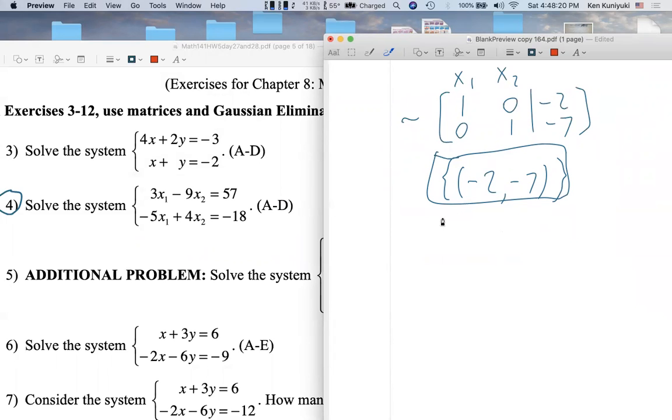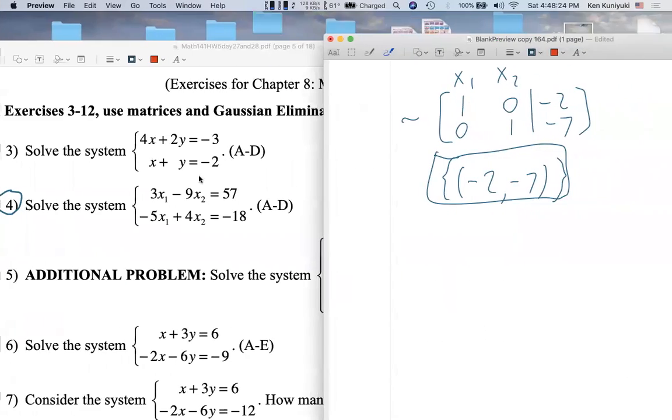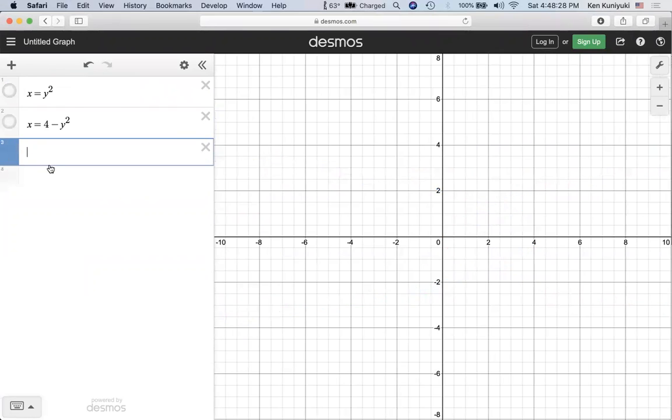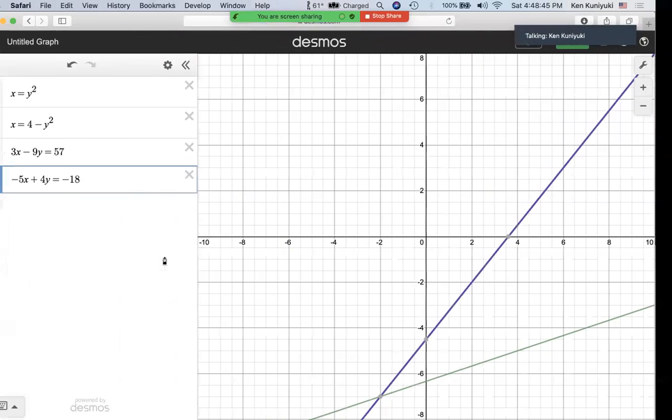It's the intersection point. Yep. Let me see if I can. I'll do x and y here. 3x minus 9y equals 57. It's very gratifying when we see it graphically. -4x plus 4y equals -18. Oh, it's right here. And then -2, -7.